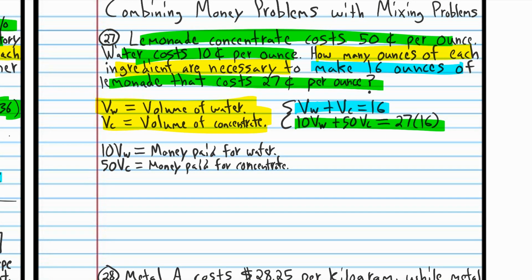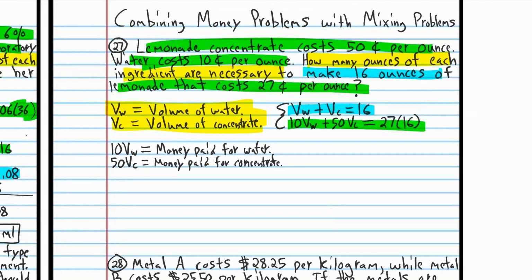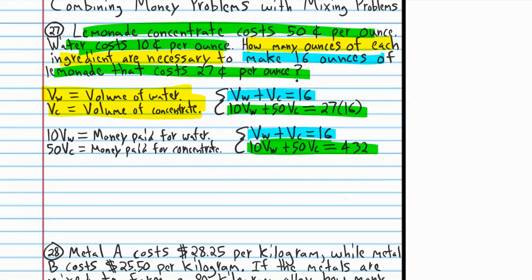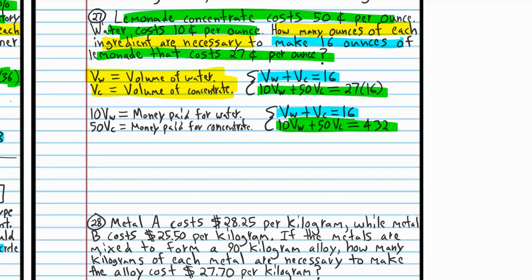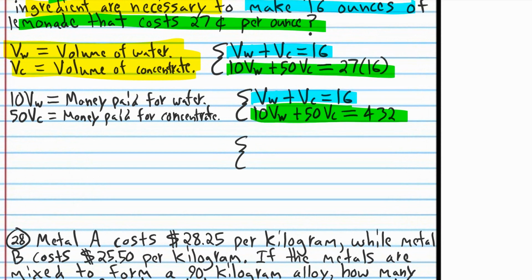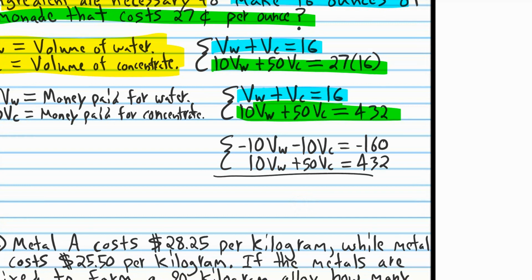All right, so we'll just simplify it. We'll do 27 times 16, which is 432. So now we're ready to eliminate. I'm going to eliminate VW, so multiply the top equation, the blue equation, by -10. And now we're ready to add those equations together to eliminate VW.